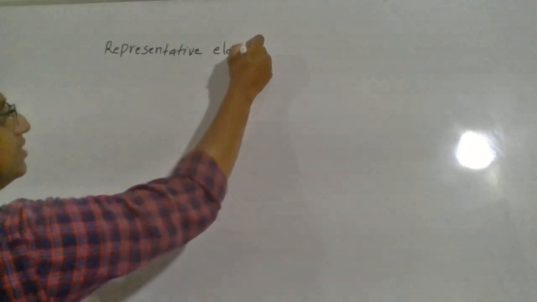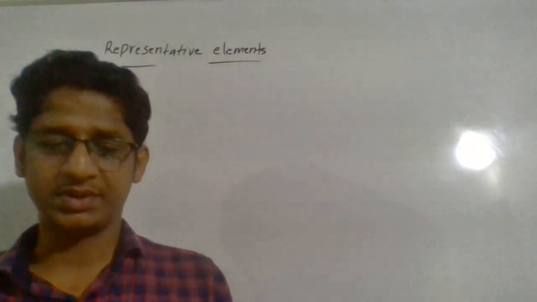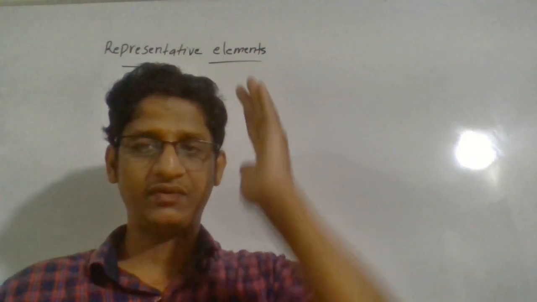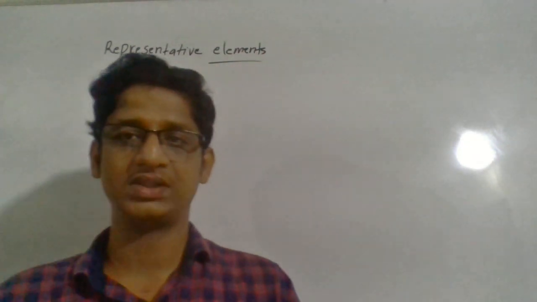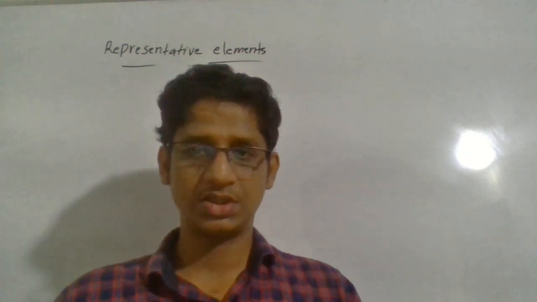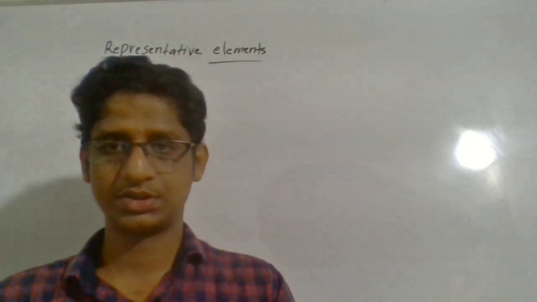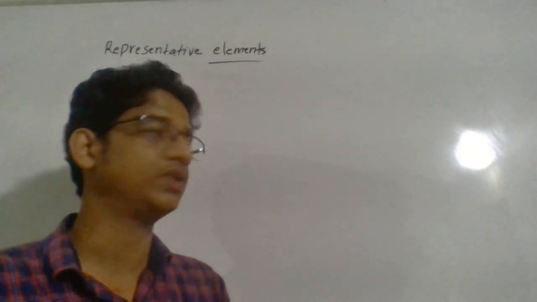Hello students, so let us start with a new chapter, that is representative elements. So how can you define representative elements? Representative elements are the first group, second group, 13th, 14th, 15th, 16th and 17th group of elements that we call representative elements. So these are the elements we can say are S block and P block elements except noble gases. That's the way you can simply define representative elements.